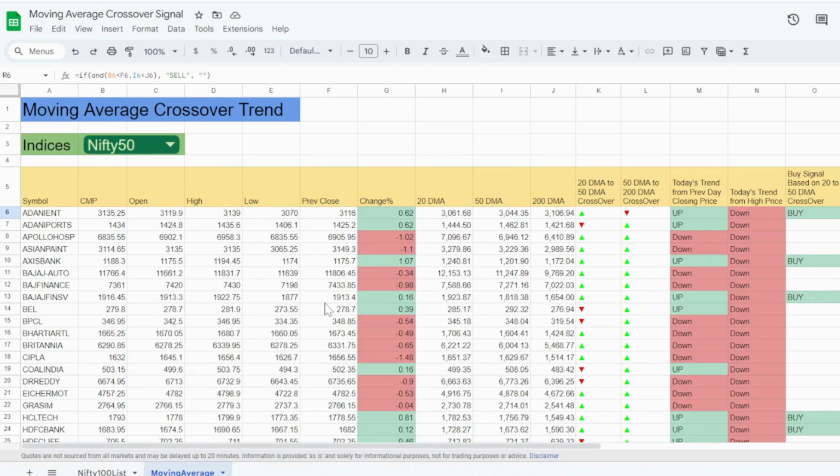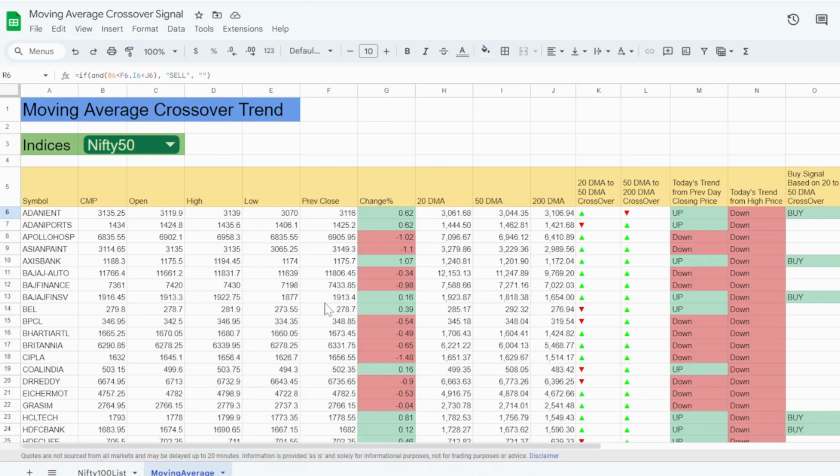Now this is just, I would say, an idea, where you will see the trend of today and the buy signal or sell signal based on the crossover. But based on this alone, we should not be buying or selling. We should also apply our own strategies, whatever different strategies you are using, and see if they are giving us a buy signal or sell signal.